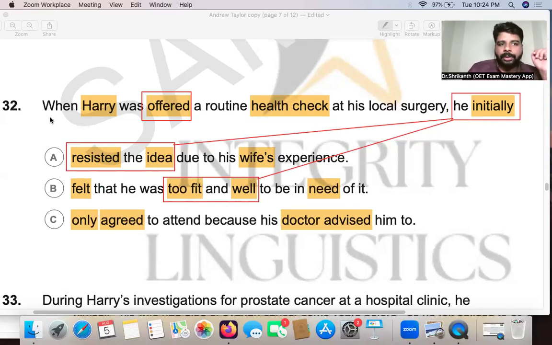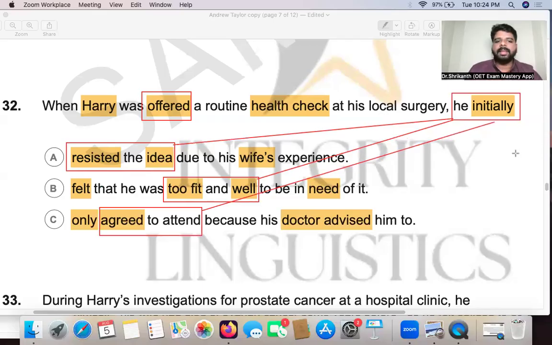Agreeing. So here he is agreeing to attend. But there is only one reason why. Why is he agreeing to attend? Only because of his doctor's advice. Now you see, the very long, lengthy sentences are now much shorter. He resisted the idea. He was feeling too healthy, and only one reason why he agreed. Now, don't you think it is much easier?